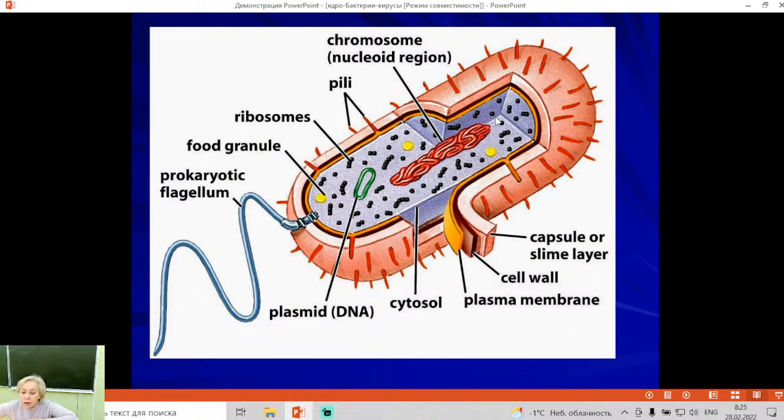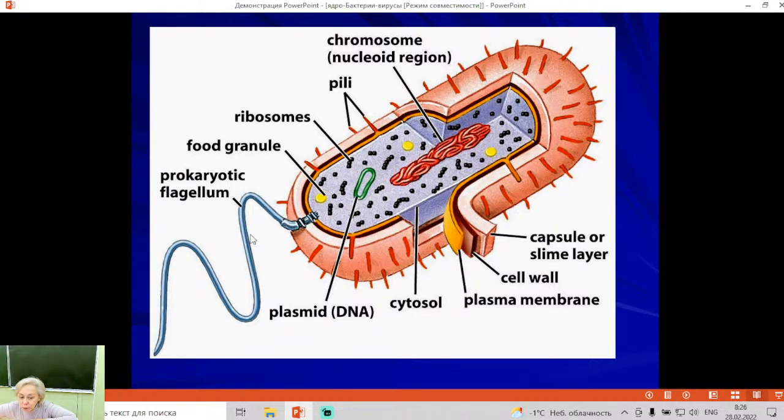Next picture about bacteria. Also you see the nucleoid, each double-stranded circular DNA with non-histone proteins. Cytoplasm, blue. Black points, each a ribosome. Food granules or inclusions in the cytoplasm. Additional DNA, plasmid. A lot of pili. It is a fold of plasma membrane.